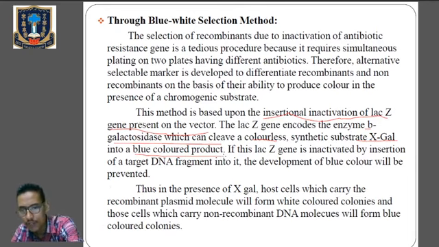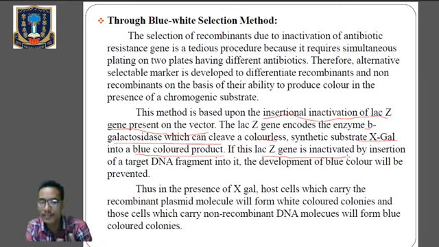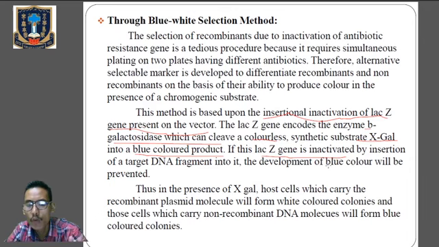Clear? So the lacZ gene will encode the enzyme beta-galactosidase, and this beta-galactosidase will cleave the colorless synthetic substrate X-gal, and it will produce a blue colored colony. Clear? Only when that lacZ gene is functional. But when we go for insertional inactivation of the lacZ gene, that means when the lacZ gene is inactivated by insertion of foreign DNA, then in that case there will be no formation of blue color. Why?